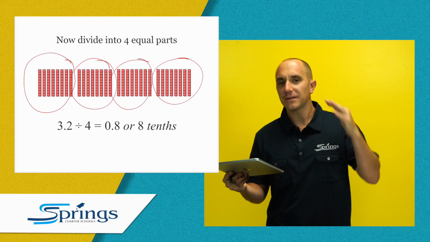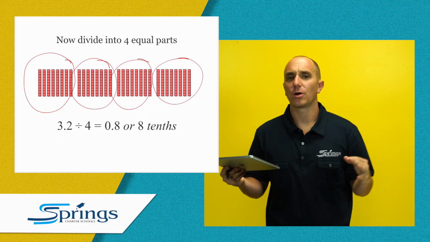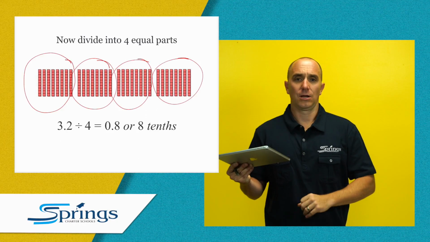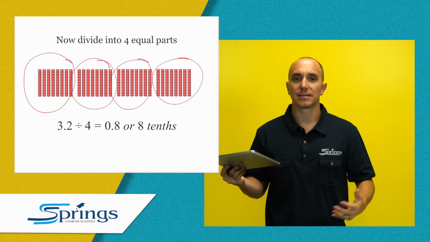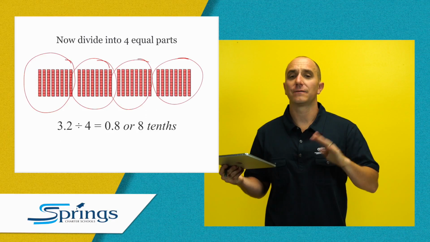So remember, when you're dividing decimals, or dividing in general, you're always getting smaller because you're making groups of things. If I'm sharing something, I'm going to have less than if I didn't share it. So keep that in mind with dividing in general, and especially dividing decimals.